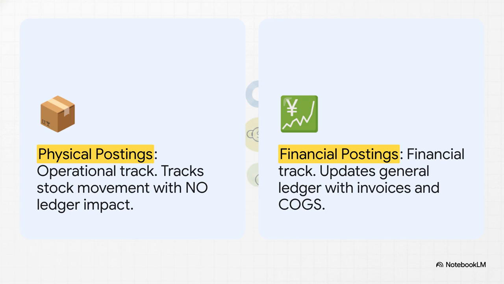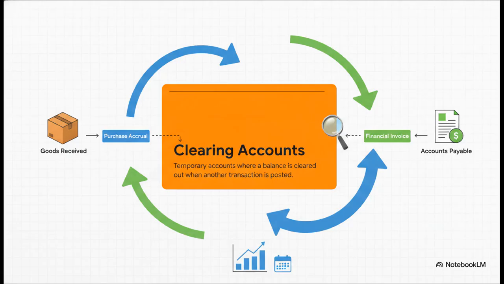Financial postings, though, are the financial track. This kicks in when the actual vendor invoice for those materials lands on your desk and gets processed. That's what updates the general ledger, impacts your cost of goods sold, and actually hits your financial statements. But how do you handle the limbo between receiving the goods and getting the invoice? That's where clearing accounts come in.